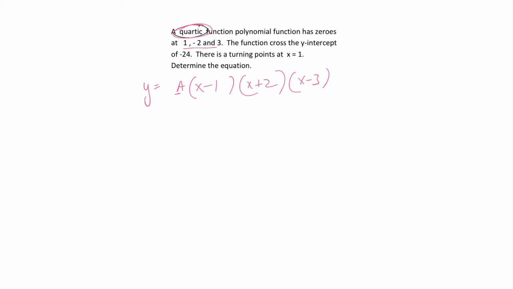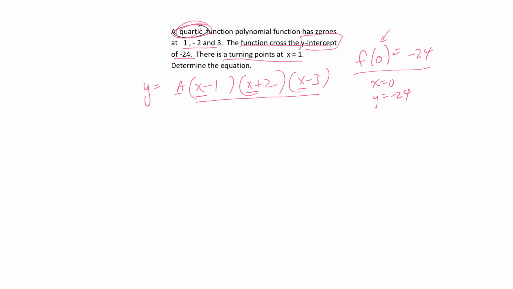What else do we know? The function crosses the y-intercept of -24. What that means is f of 0, keep in mind y-intercept means when x is 0. When the input is 0, the output is -24. Just to bring back the function notation, x equals 0, y equals -24. However, this is not good enough because this is a cubic. x times x times x gives you x cubed. This is not a quartic. So there's some information that we need to know.